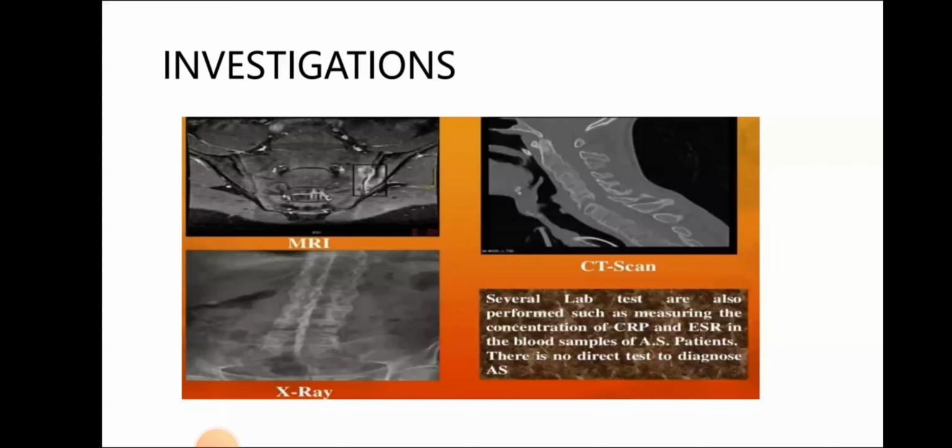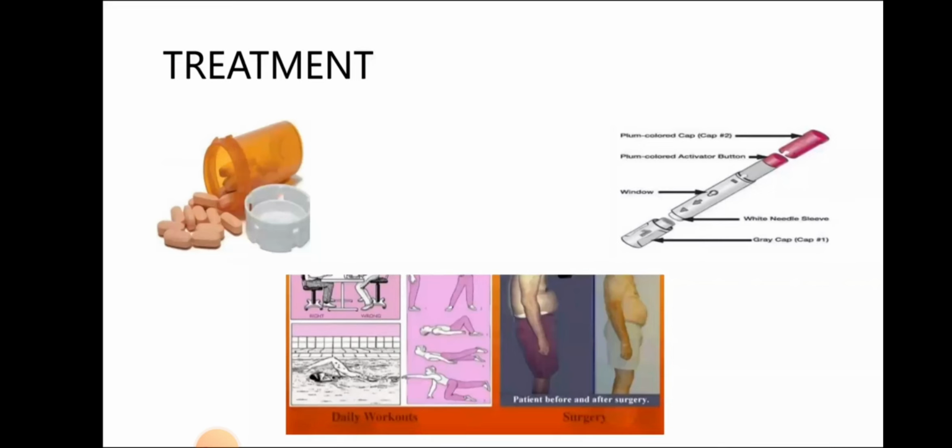Investigations: X-ray. X-ray of the spine shows bamboo spine with loss of lumbar lordosis. An MRI, CT scan, and several lab tests like CRP and ESR in the blood samples can also be used, meaning they can also help in the diagnosis.